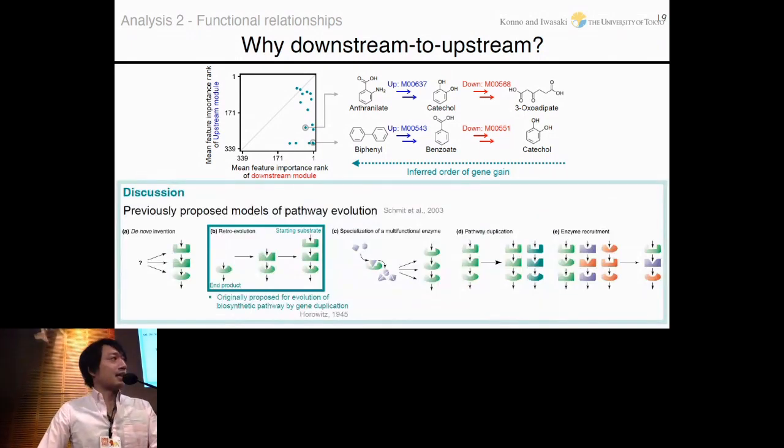Actually, this hypothesis was proposed 60 years ago in 1945, the year that World War II ended. And there's a theoretical proposal by Horowitz where those pathways will be evolved from downstream to upstream reaction. So we now confirm this prediction by using the abundant genome data available today.